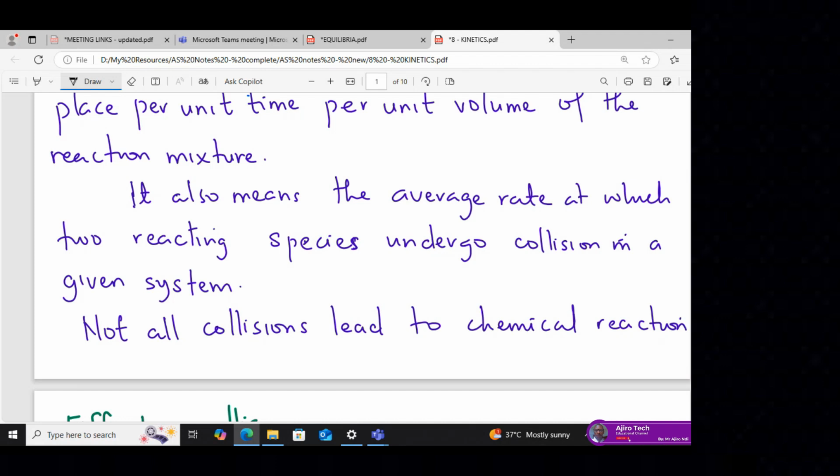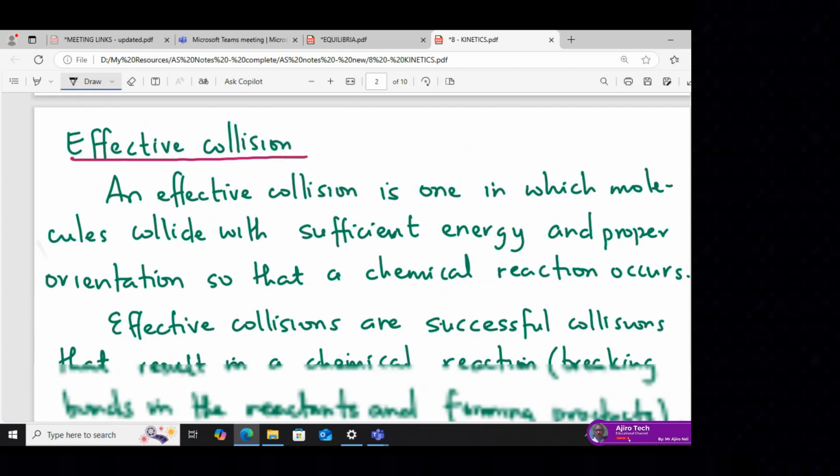You have learned that in GCSE: if you don't have up to the required activation energy, you are wasting your time. Collide from now till the end and you will not react. So not all collisions will produce chemical reaction. Some collisions don't produce chemical reaction. Is that okay? What do you mean by effective collision?